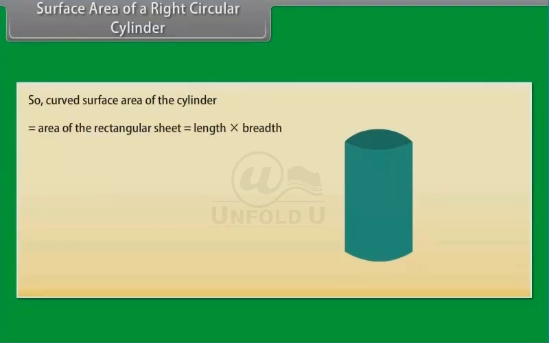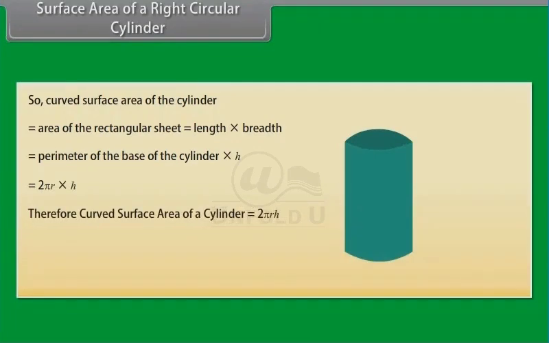We get the curved surface area of a cylinder from a sheet of paper. When we roll it, we get a cylinder. So, curved surface area of the cylinder is equal to area of the rectangular sheet, which equals length into breadth, which is equal to perimeter of the base of the cylinder into h, which equals 2 pi r into h. Therefore, curved surface area of a cylinder is equal to 2 pi rh.